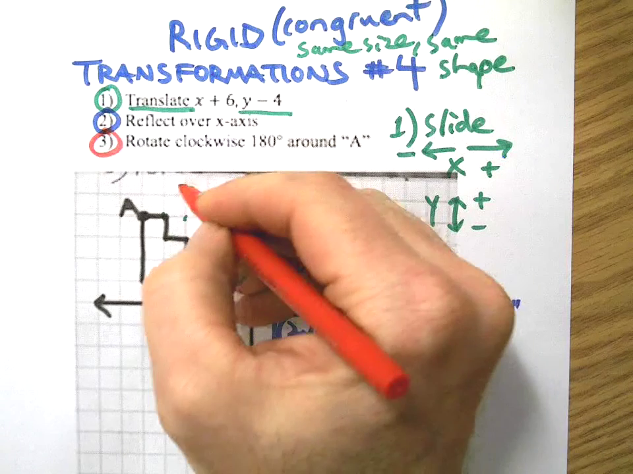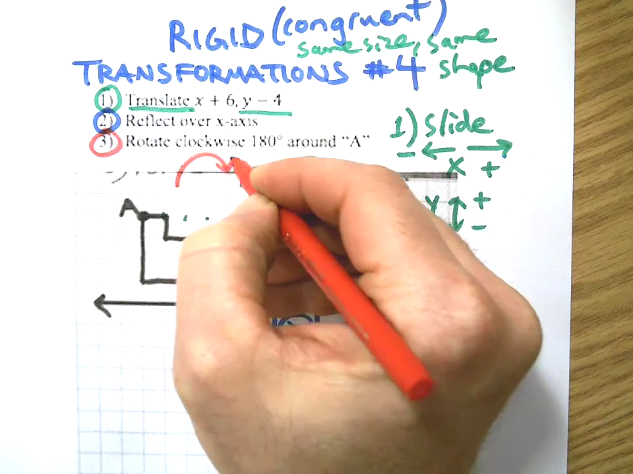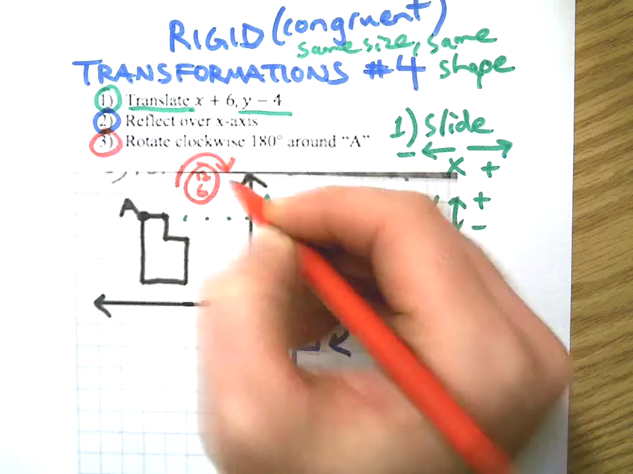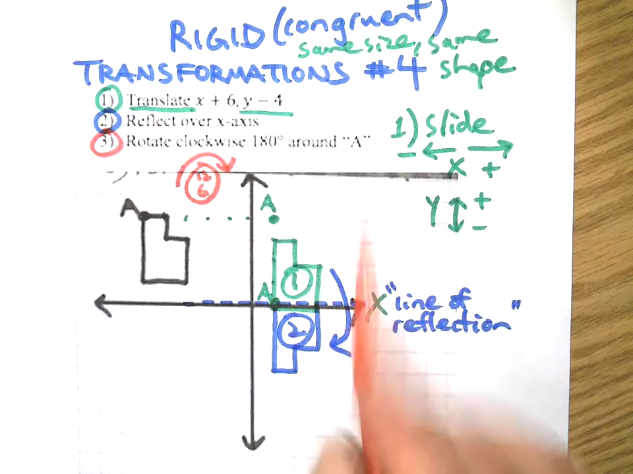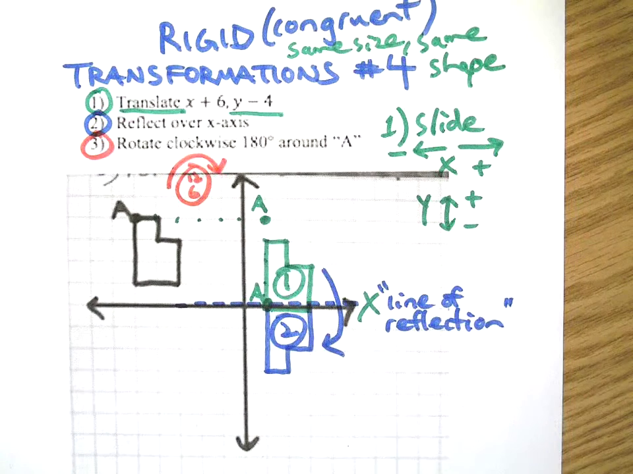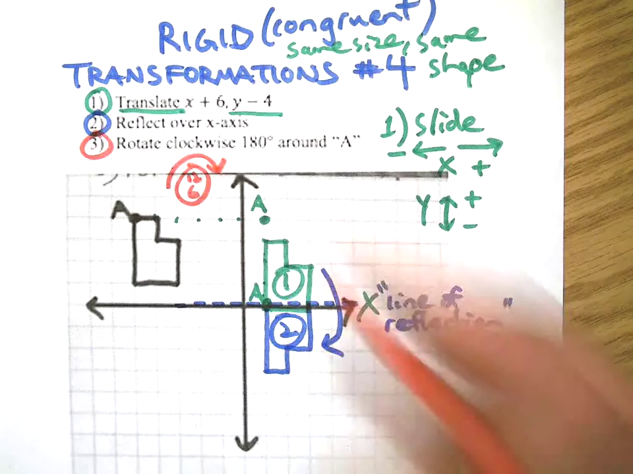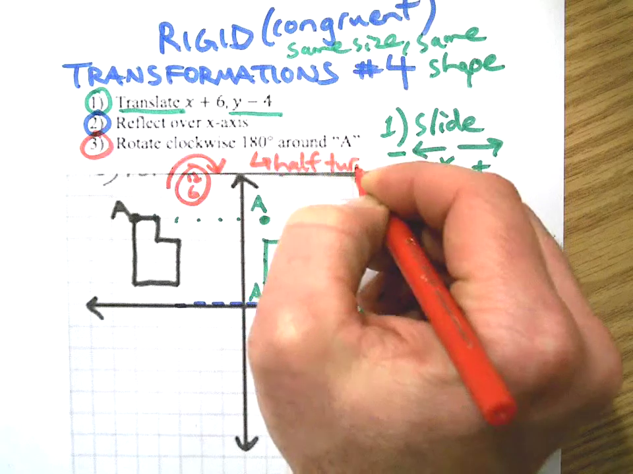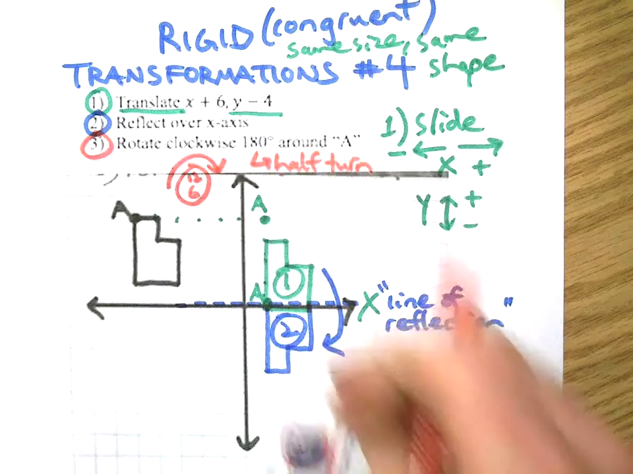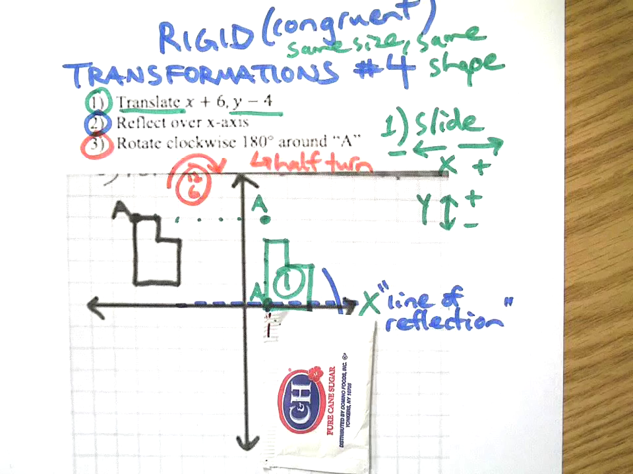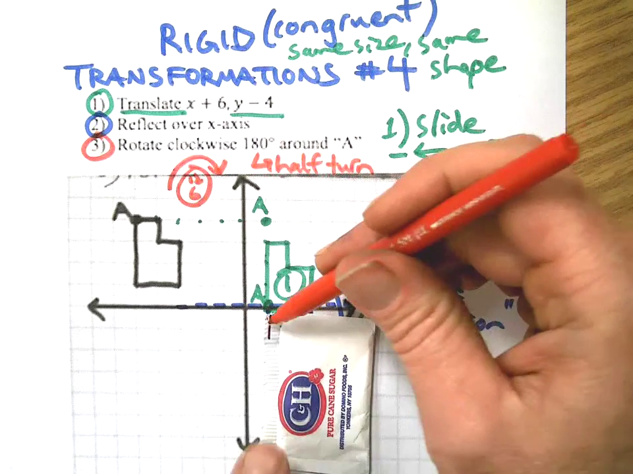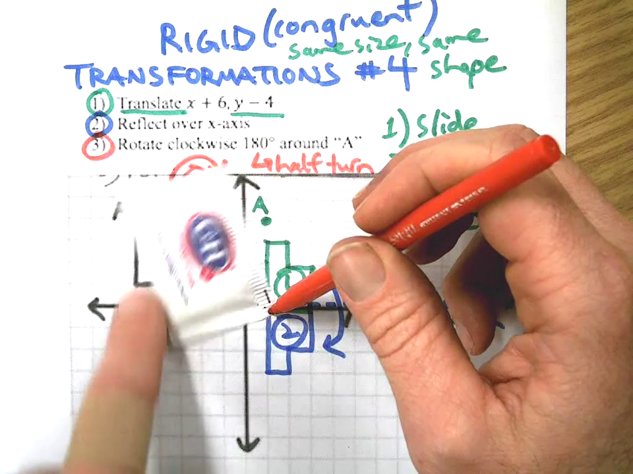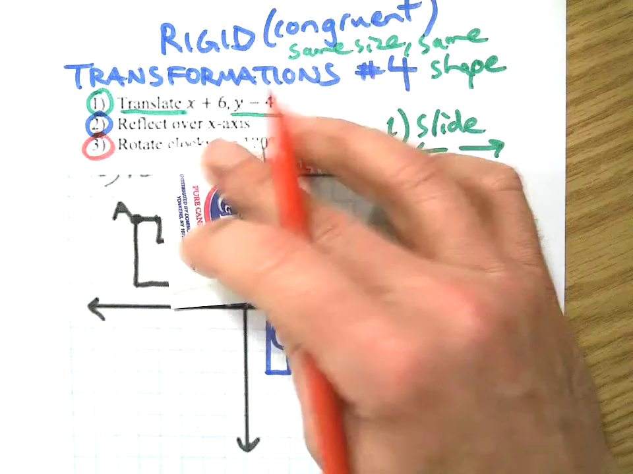Okay, I'm going to rotate it clockwise. Clockwise means if I was going around a clock, there's 12 and 6, right? So around point A. So here's point A. 180 means a half turn, which means if I'm down here, point A is going to be the spot that I rotate around. Half turn.